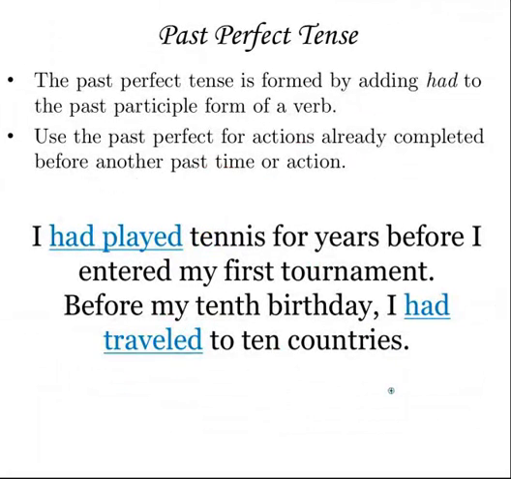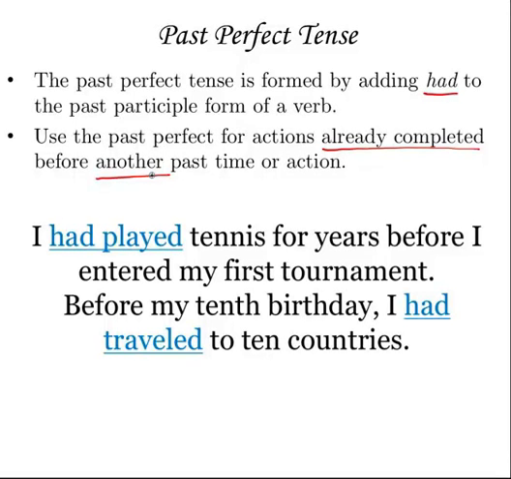All right, the past perfect tense, similar to the present perfect, is formed by adding had to the past participle form of a verb. You use the past perfect for actions that are already completed before another past time or action. The past perfect tense is what I like to call the past of the past. You're speaking of some point in the past, and as of that point, that action is already over, already done with. It's perfect as of the past perfect tense.